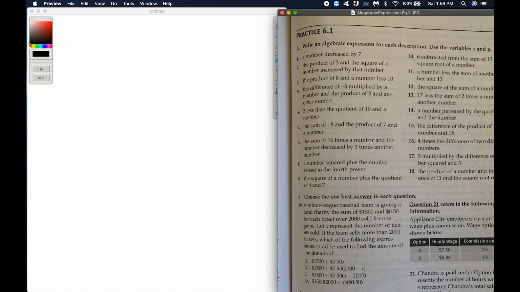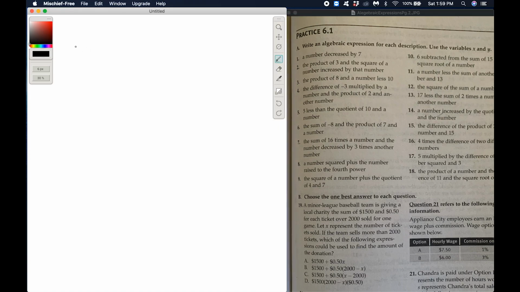Okay, so a number decreased by 7. So we're supposed to use x and y, right? So that would be a number. Since we don't know what number it is, the number will be x minus 7. Okay, that's for that one.